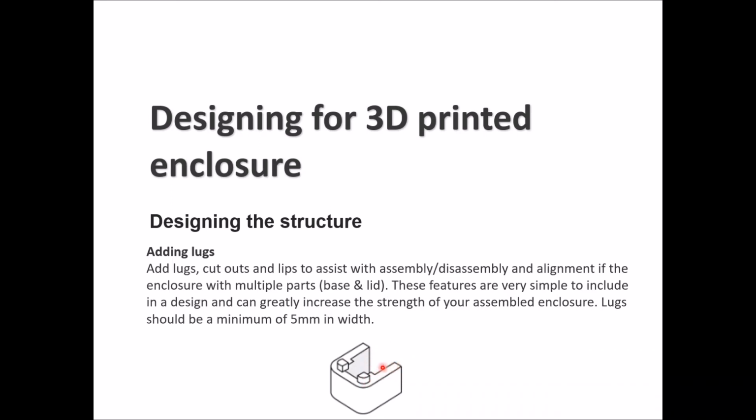This feature is simple, and if you include it in your design, it will increase the strength of your sub-assembled enclosure. It will prevent them from any kind of weird movements or shaking. The lugs should be a minimum of 5 millimeters in width.